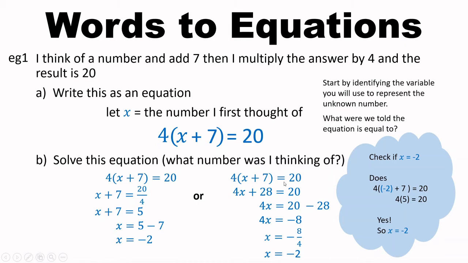X is definitely -2. And sometimes it's good to have more than one method to solve an equation, because if you do it both ways and get the same answer, you've most likely got it right. But don't forget, you could also do the check.